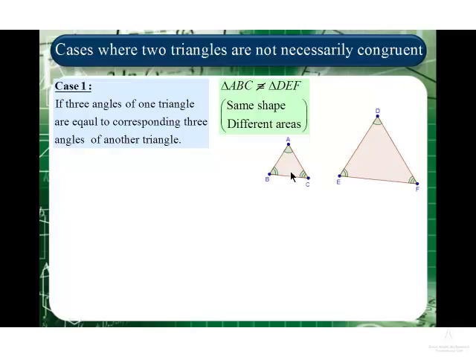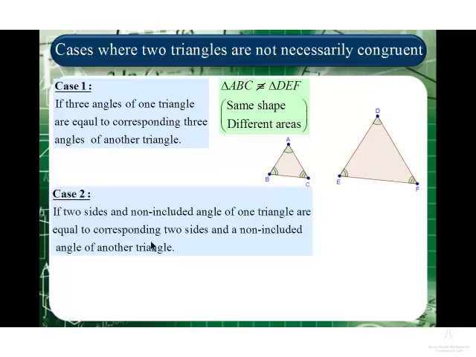Here we demonstrate this. In the triangles ABC and DEF respectively, we have corresponding angles that are equal. Angle A is equal to angle D, B is equal to E, and C is equal to F. But surely the areas in this case will differ as it is represented, and these two triangles are not necessarily always congruent.